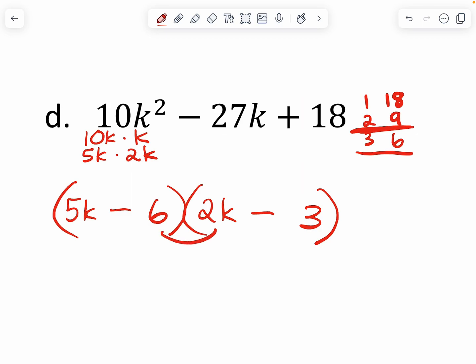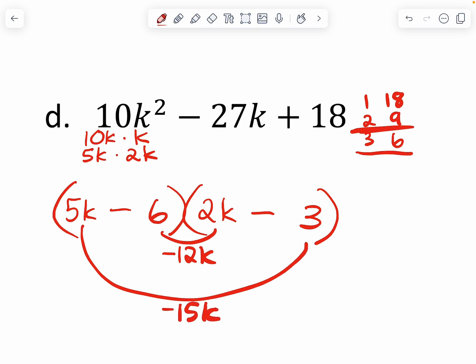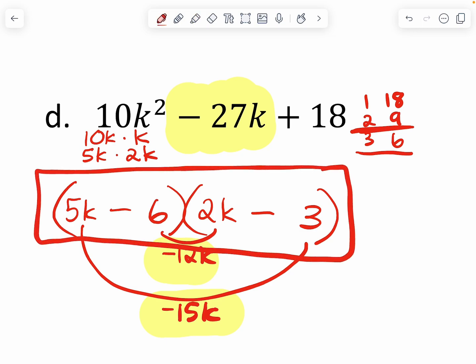Multiply, negative 6 times 2k is negative 12k. 5k times negative 3 is negative 15k. So now when I check this, negative 12 plus negative 15 does make negative 27, so I know that is the correct answer here.